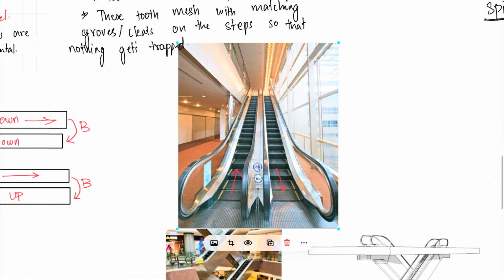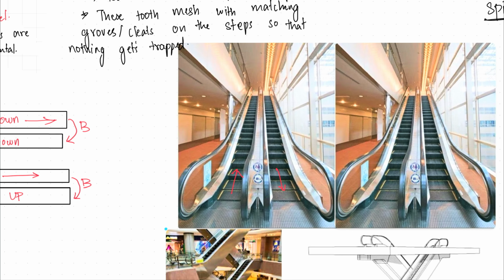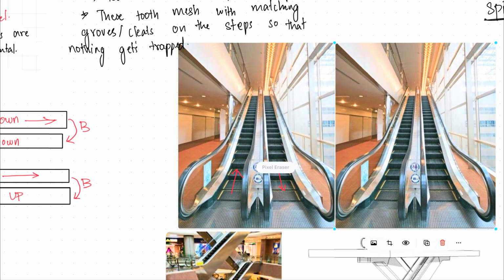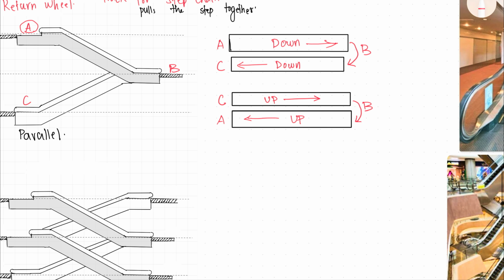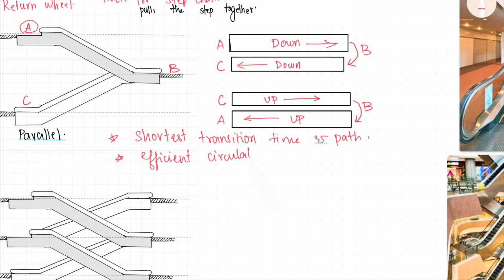Sometimes you can have, let's say, this is how it is, right? So in that case, these two can go up, these two can come down, and sometimes in the middle you'll have a normal manual staircase. So that is also possible. Then the parallel layout of escalator has the shortest transition time and path, and therefore has efficient circulation. Okay, so we are done with one type of layout.